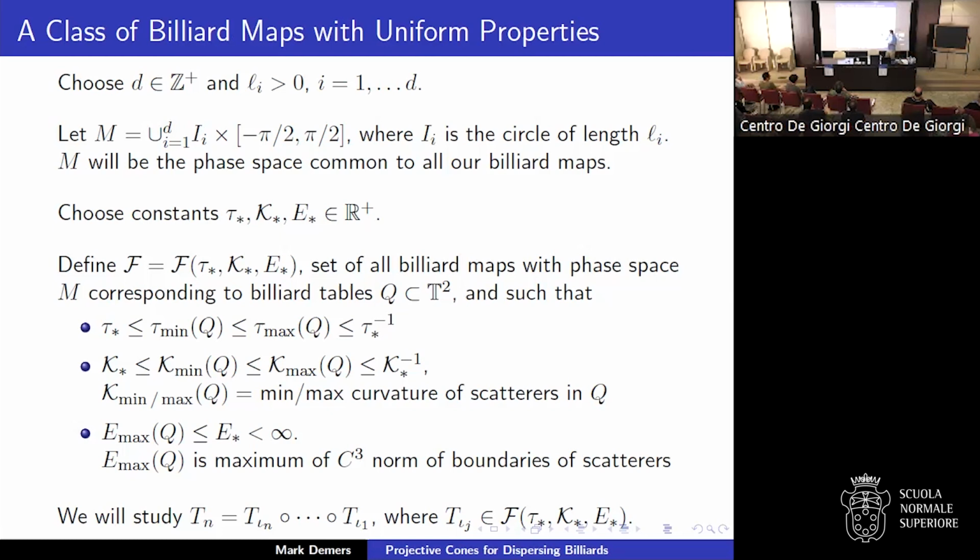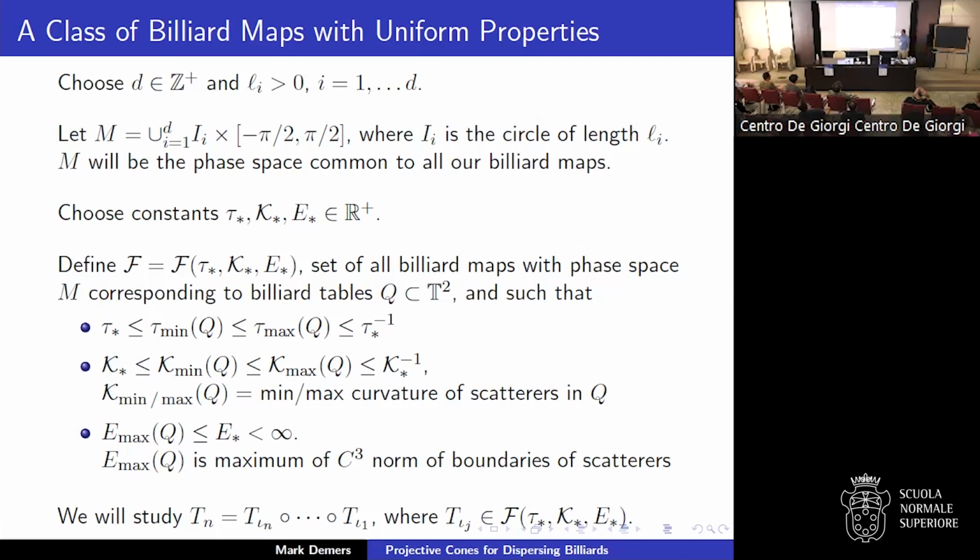Right. So tau star will be your min and max, upper and lower bounds, on the free flight times in the phase space on the billiard table. And so in the aperiodic case, in one cell. K star will be the upper and lower bounds on the curvature of the boundary of the scatterers. And E star will be the max on the C3, so the third derivative, which you need in order to bound the curvature of the stable and unstable manifolds, which is nice to have. So you just need a uniform upper bound on the third derivative of the boundaries of the scatterers.